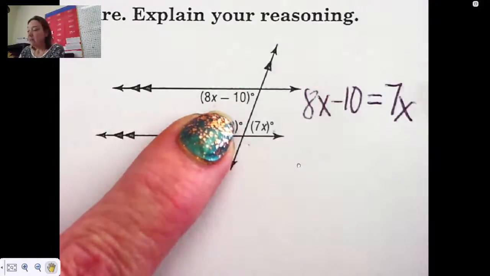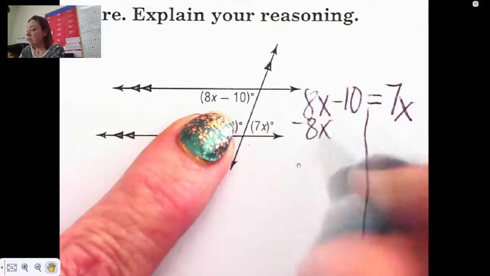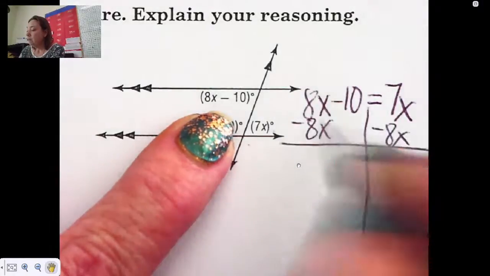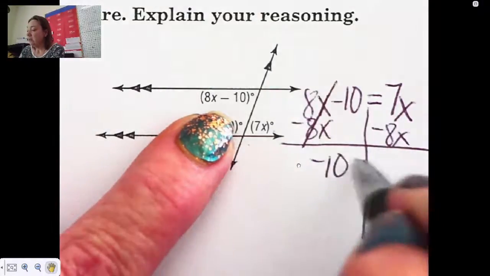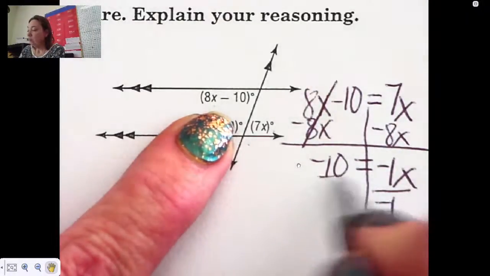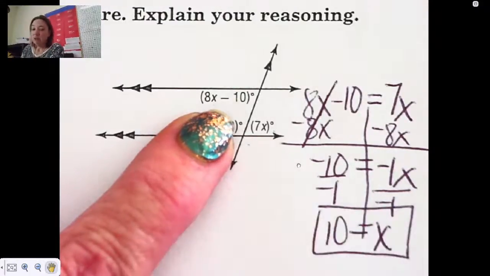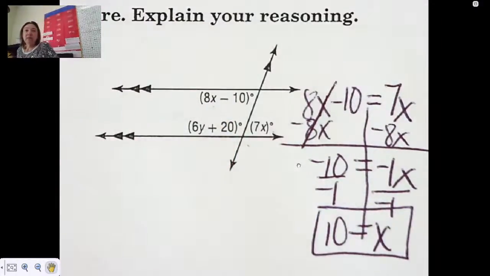Right? And then we can solve that equation. So we're going to subtract 8x from both sides, just like that. That leaves us with negative 10 equals negative 1x. And then we'll divide by negative 1, and x is 10. So that's one answer. If you were putting this on an interactive worksheet, you would just type the number 10. It's not a degree, so you wouldn't put the degree symbol. It's just the value of the variable, 10.